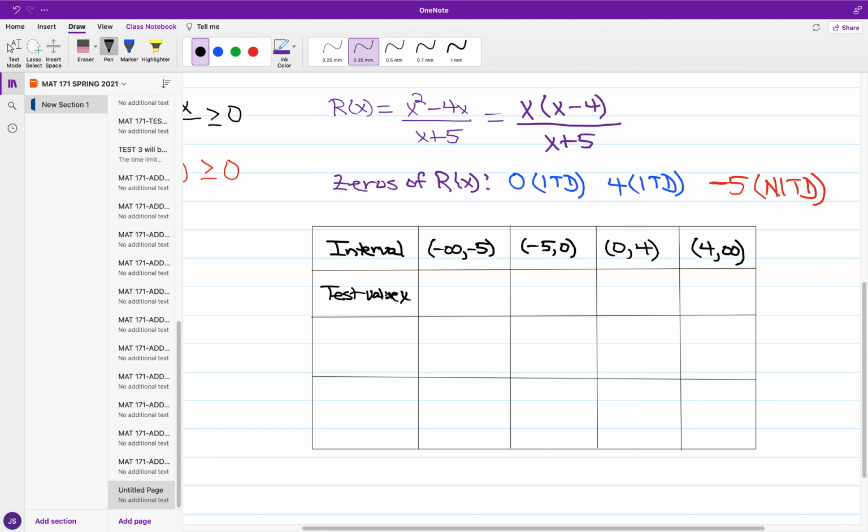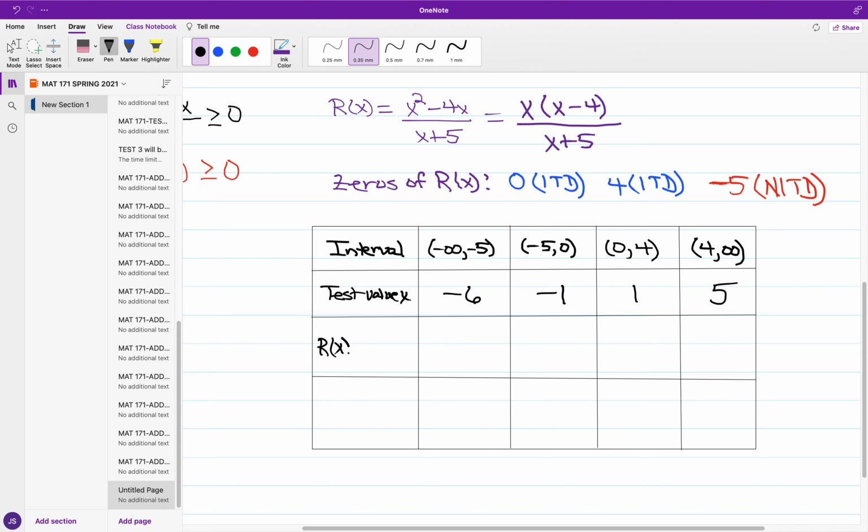Anything that is less than negative 5, we can go with negative 6. Between negative 5 and 0, as much as I would like to use 0, I cannot in this case, so I'll go with another integer, negative 1. Same thing here, I cannot use 0, so I'll select an integer that is less than 4 and greater than 0, and go with 1. And anything greater than 4, I'll just go with the number 5.